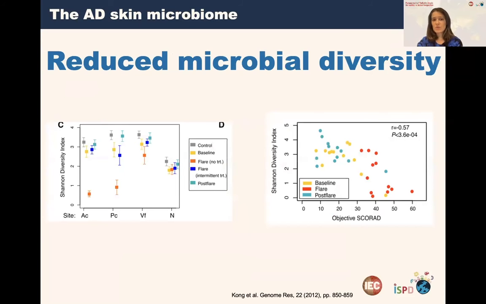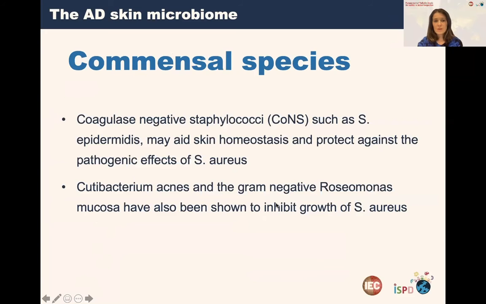These studies have also shown that the overall microbial diversity is reduced in atopic dermatitis, as shown here by the orange boxes across different skin sites, and that the diversity inversely correlates with disease severity. And we know that commensal species, such as coagulase-negative staphylococci, such as Staph epidermidis, may aid skin homeostasis and protect against the pathogenic effects of Staph aureus. And other species, such as Cutibacterium acnes and the gram-negative Roseomonas mucosa, have also been shown to inhibit growth of Staph aureus.